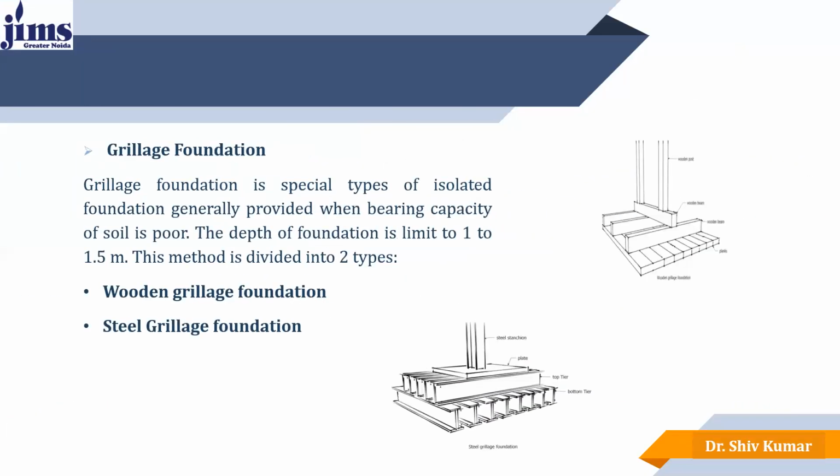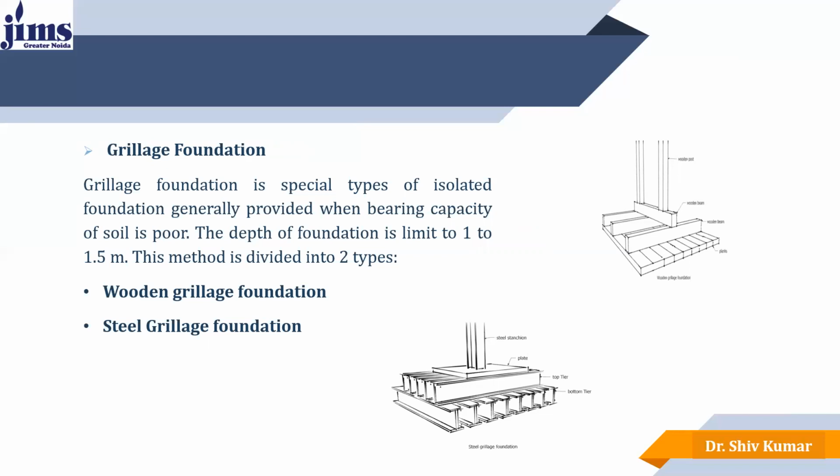Next is the grillage foundation. The grillage foundation is a special type of isolated foundation, generally provided when the bearing capacity of the soil is comparatively poor. The depth of the foundation is kept between 1 to 1.5 meters. There are two types of grillage foundations. The first one is the wooden grillage foundation and the second one is the steel grillage foundation.